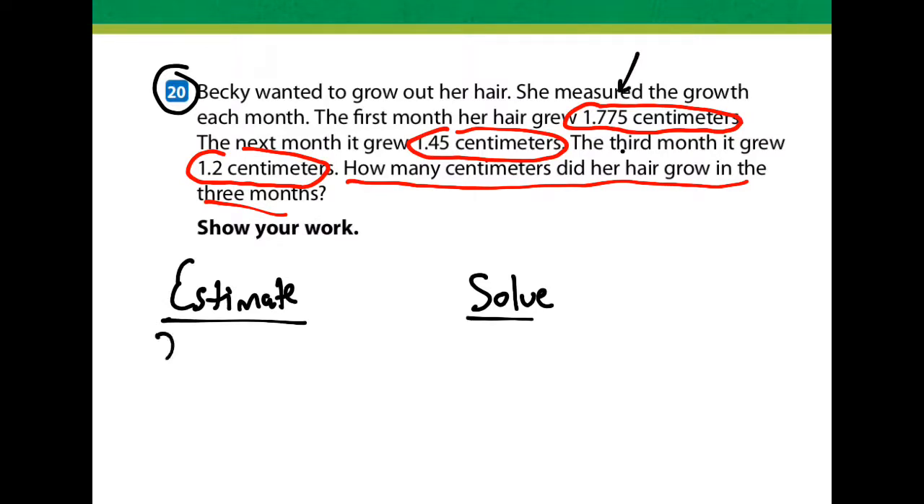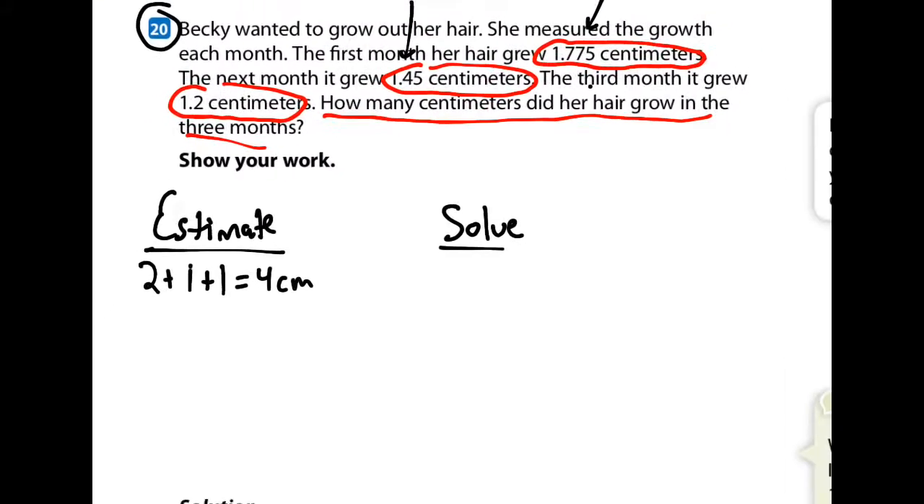Now, in my estimate, I would say 1.775 is about 2. 1.45, you could say is about 1.5, but I'm going to say is about 1 because it rounds down. And 1.2 is also about 1. So my estimate is going to be about 4 centimeters. So if my answer isn't close to 4 centimeters, I know I did something wrong. Now, let's find my exact answer.